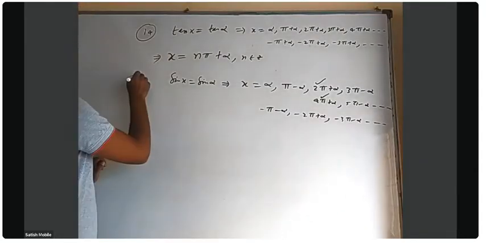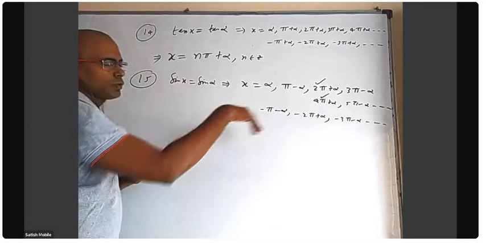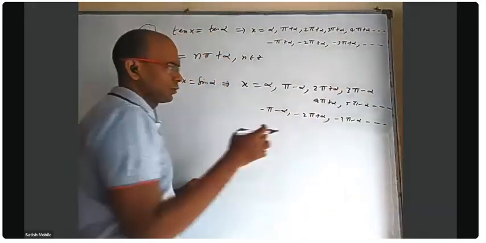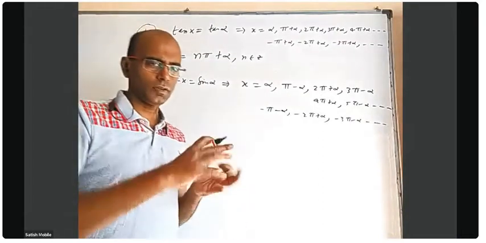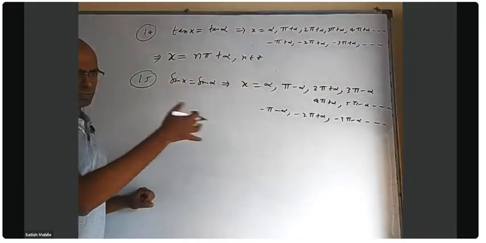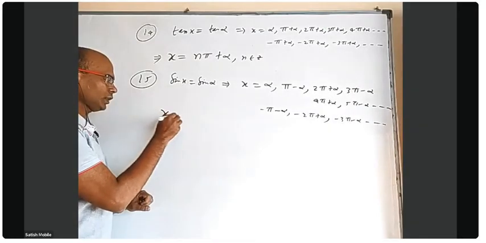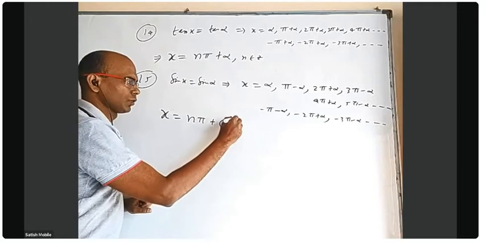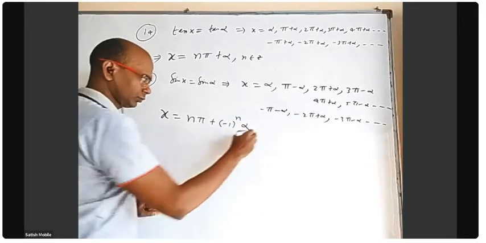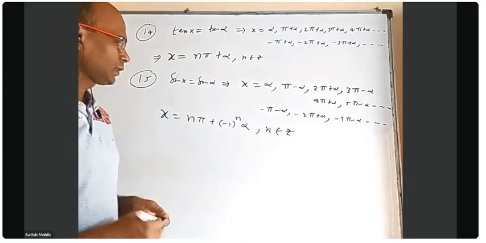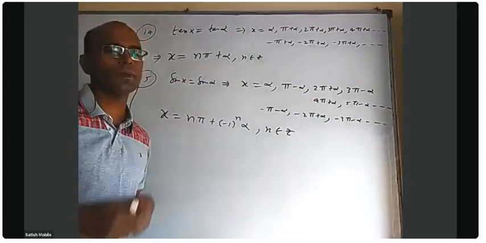Okay, so this is the 15th one. How to take care of all of them? Somebody said that wherever plus alpha is there separately, wherever minus alpha is there separately, it's nice. Nothing wrong with that. But there is one thing which can take care of both: n pi plus (minus 1) whole power n into alpha, n belongs to Z.